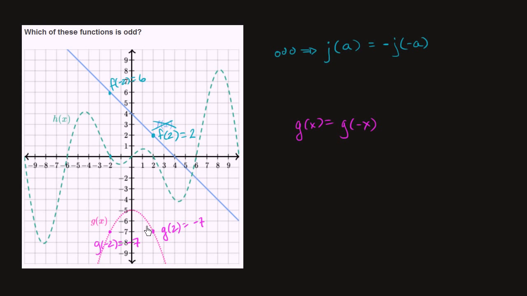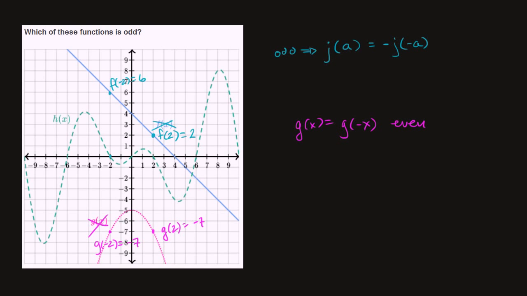It's symmetric around the vertical axis right over here. So g of x is even, not odd. So which of these functions is odd? Definitely not g of x. So our last hope is h of x. Let's see if h of x seems to meet the criteria.